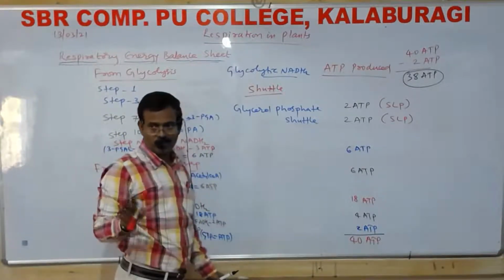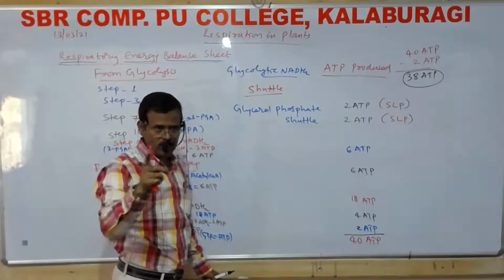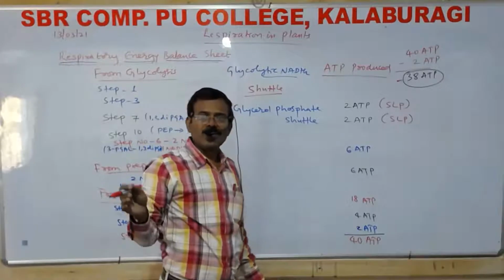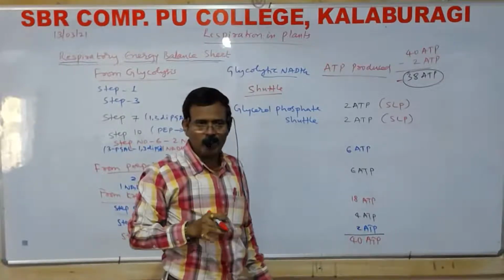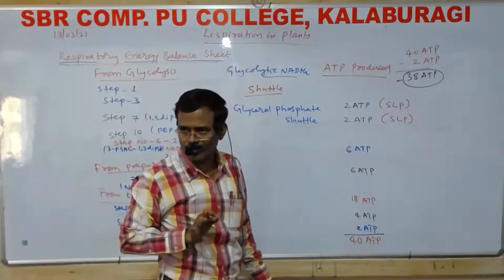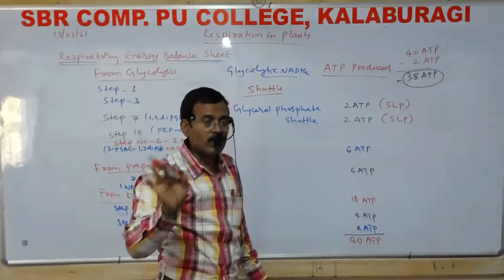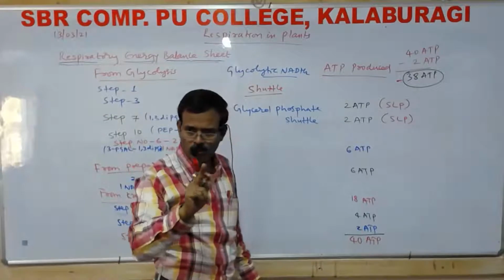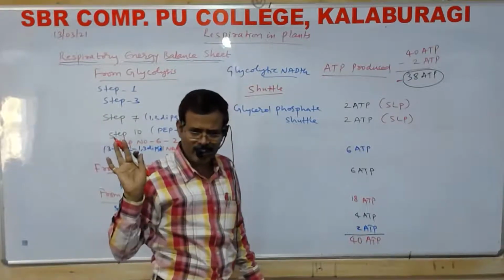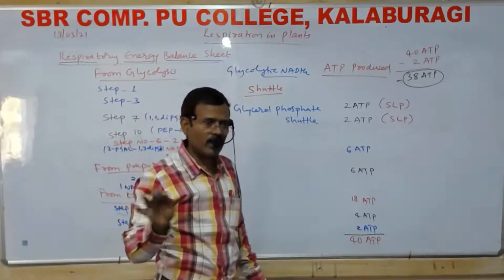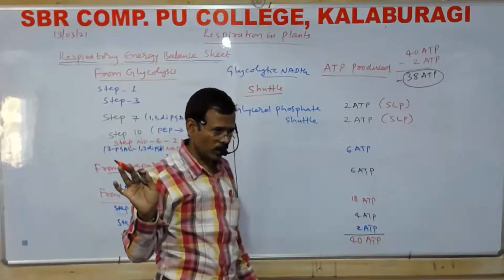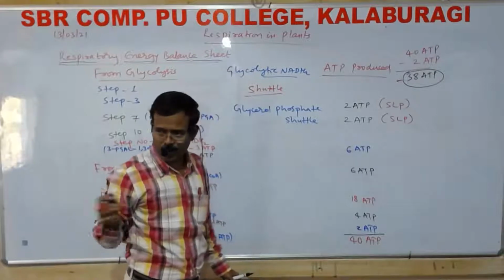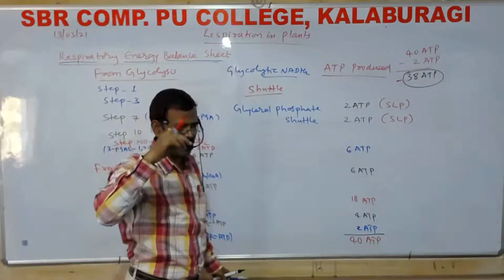See, in prokaryote, one glucose can yield 38 ATP because respiration reactions occur in the cytoplasm only. Because in prokaryote, no mitochondria. So shuttle is absent in prokaryote. There is no shuttle involved, right? So glycerol phosphate shuttle occurs in flight muscle cells, nerve cells, or brain cells.